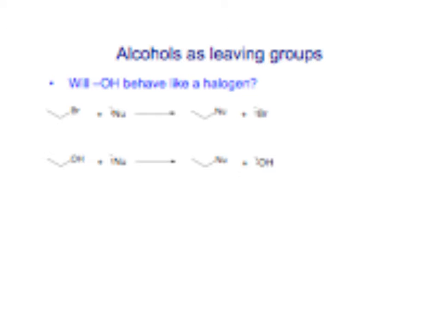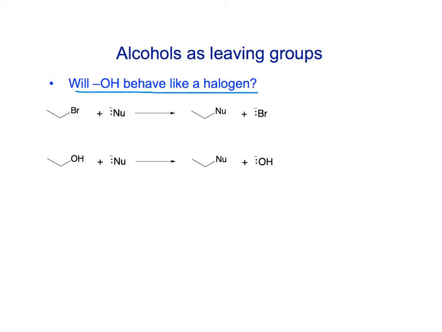For a substitution reaction to take place on an alcohol, that alcohol will have to behave as a leaving group. So the first question is, will OH behave like a halogen or behave like a normal leaving group? Let's compare two different reactions. We have a generic nucleophile, and we know that this nucleophile will react with an alkyl halide and do a substitution reaction. I've drawn this out as an SN2 substitution to give us our nucleophile plus our leaving group.